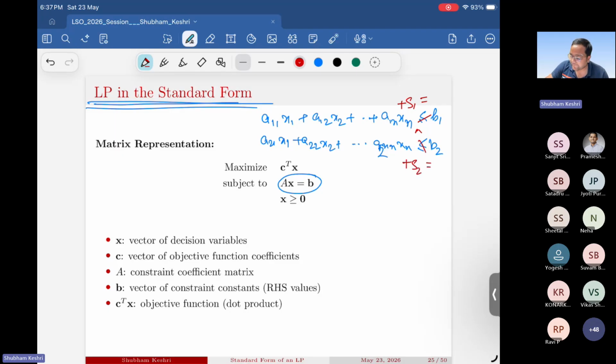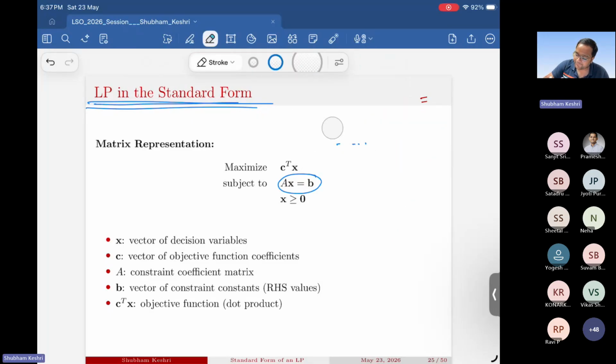If you have greater than or equal to, you subtract surplus variables, and it becomes an equality. I think you know this. Similarly, for each constraint you will have an Si, which you add or subtract depending on the direction of the inequality. So you can write every LP in the standard form.